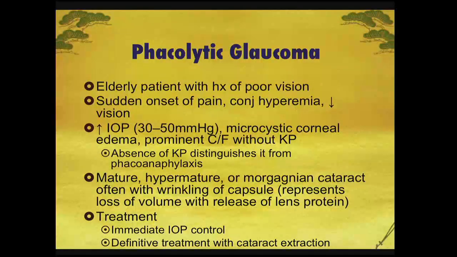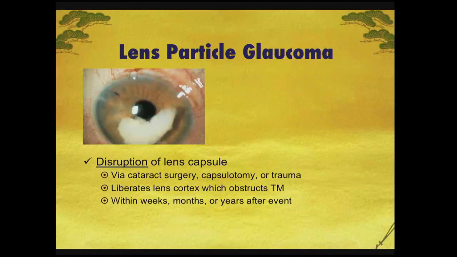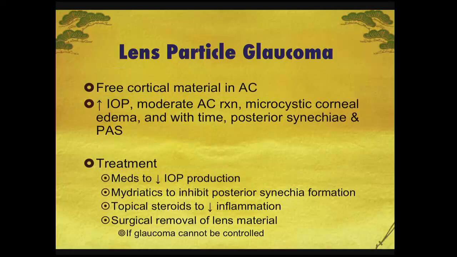Okay, we already went over that. Lens particle glaucoma, this is the type of glaucoma you see after trauma or after cataract surgery where there's retained lens fragments. Again, the treatment is to take out the lens that's causing the problem. You can start with medications just to decrease the pressure so that the surgery is a little bit safer, and you can start steroids also to decrease the inflammation.